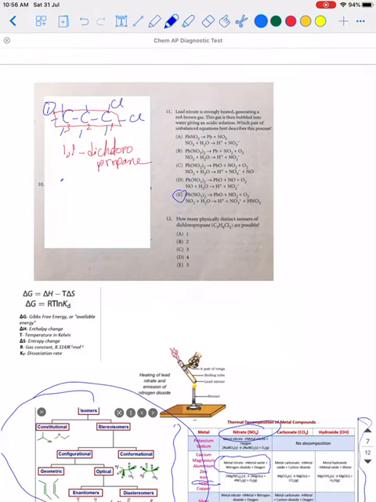The second compound I can draw also has chlorine and carbon. I can put one chlorine here and another chlorine there. Again, this is the longest continuous chain. I will number it 1, 2, 3. So on positions 1 and 2 we have chlorine, so it's 1,2-dichloropropane.